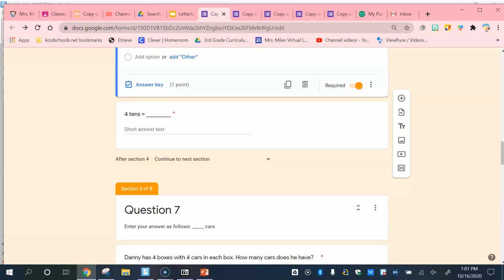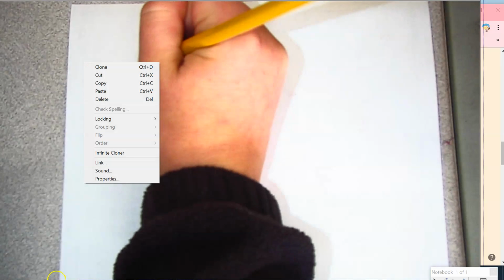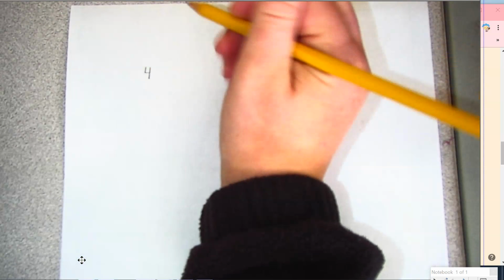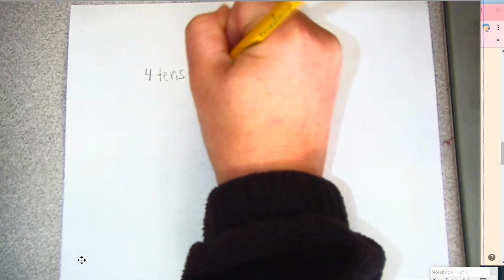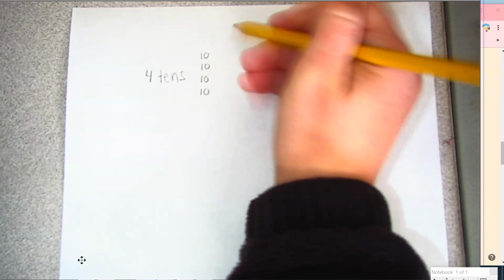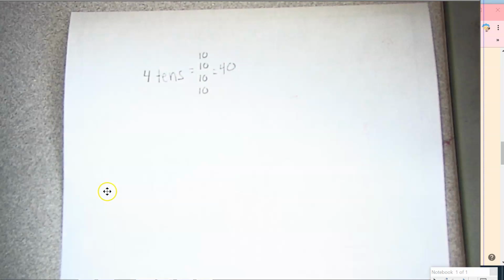And what would 4 tens equal? So if you look right here, you have 4 tens. That would be 1, 2, 3. Right there. So 10, 20, 30, 40. Those all equal the same thing. Okay.